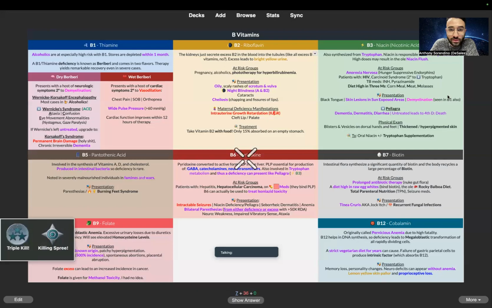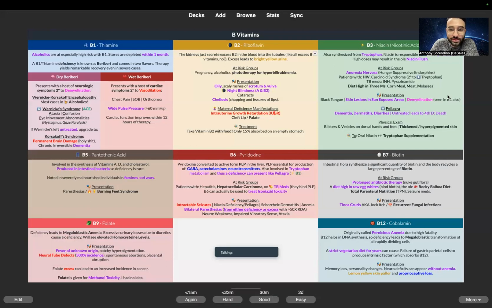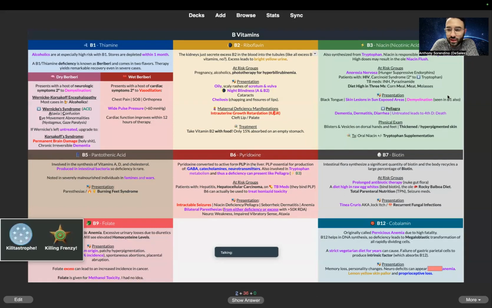Night blindness with B2. TB meds are going to be the big one with pyridoxine. We already know why. Pregnancy, alcoholics, and what for phototherapy? I guess people, I don't really know much about that. Excess leads to bright yellow urine. Just looked at it. Oily, scaly rashes are going to be for riboflavin B2 deficiencies. Fever of unknown origin is going to be a big one for folate. So I don't know, look for that in a vignette.